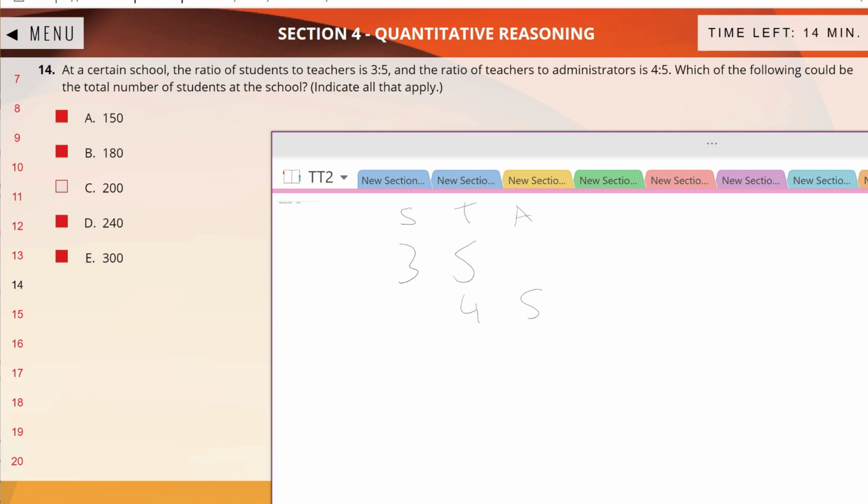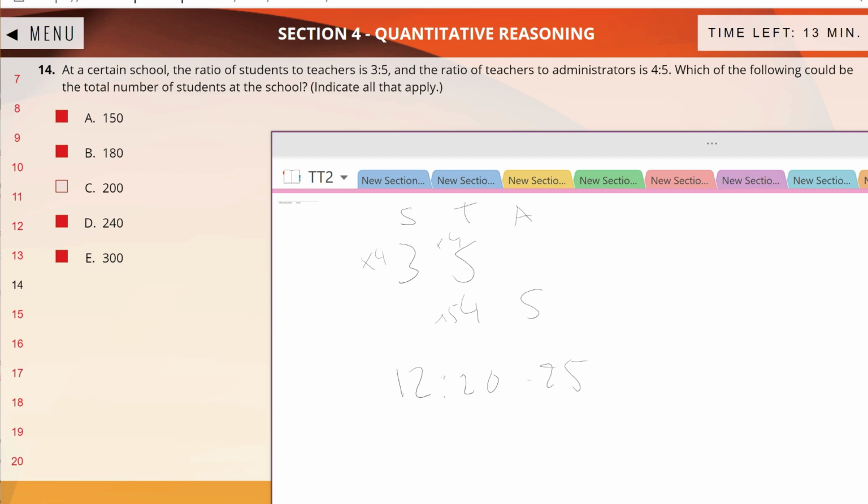Let's combine these, make that middle one 20. That becomes 12 to 20 to 25, times by 4 and times by 4. I'm going to have to teach a bit less now because I'm running out of time. So 12 to 20 to 25, that's the ratio of students to teachers to administrators.